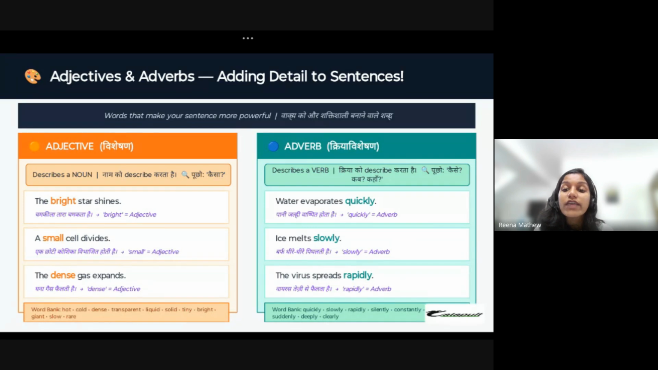You can say the water evaporates quickly. If the heat is not that much, you can say the water evaporates slowly. Okay. I am learning silently. So silently is the adverb because learning is the kriya there. How am I doing the learning? I'm not making noise. I'm doing it silently. So silently is the adverb. The virus spreads rapidly. What is the verb?